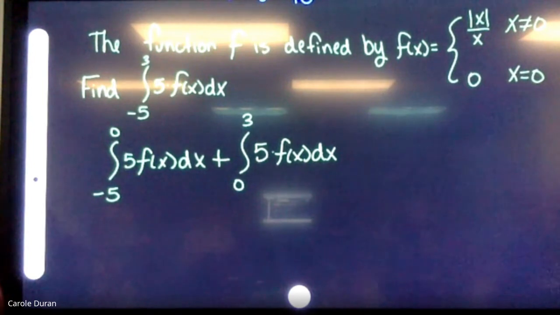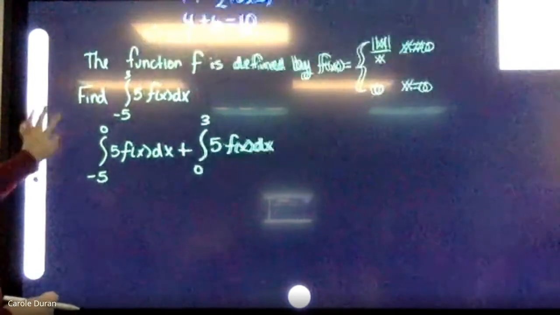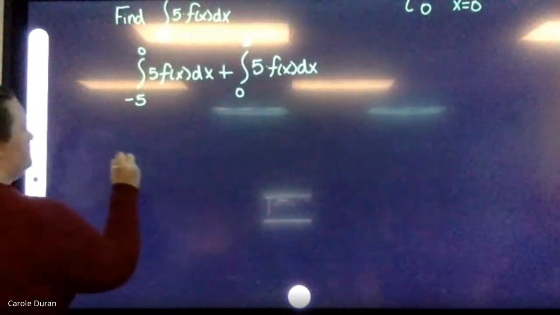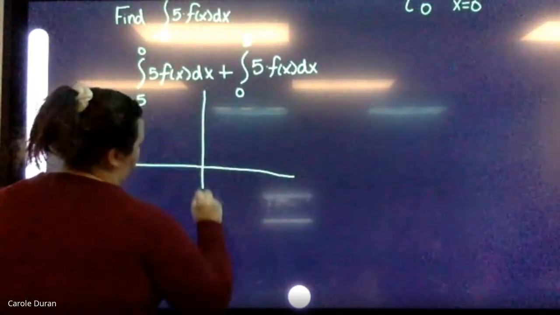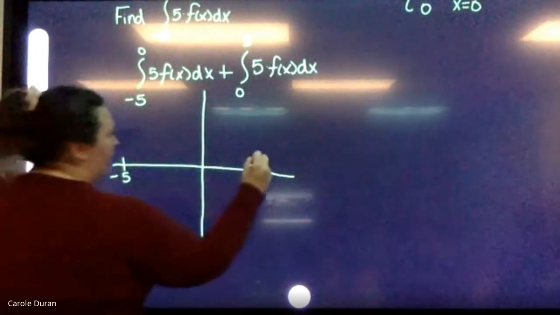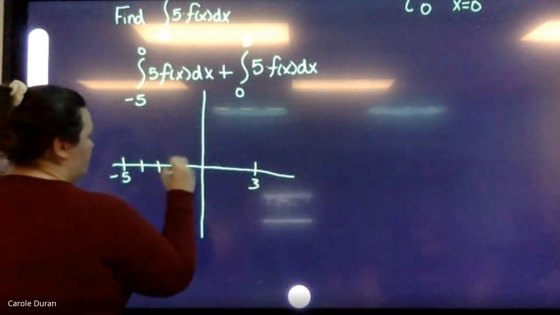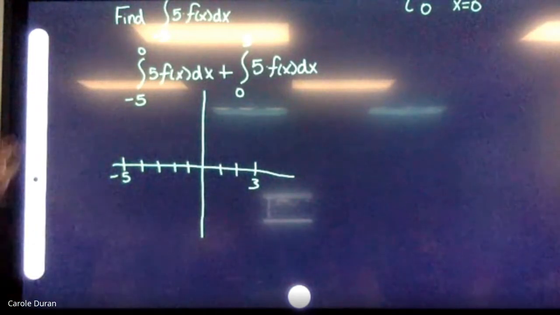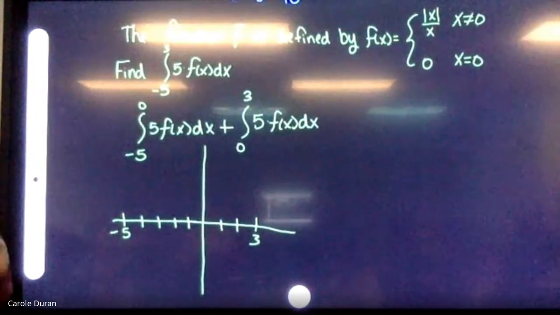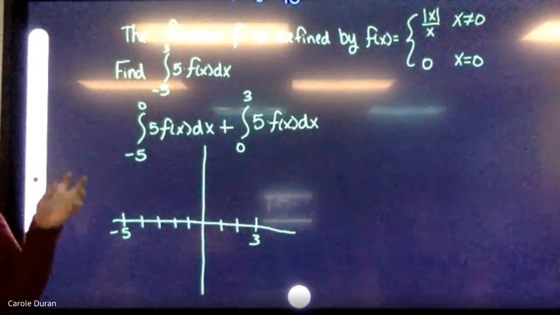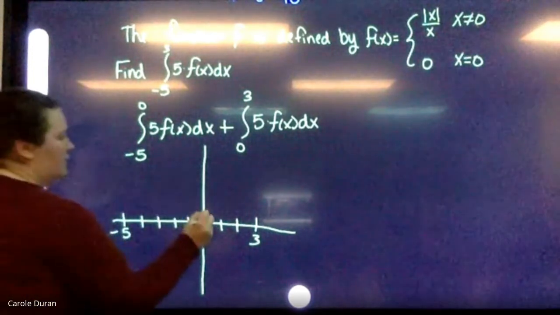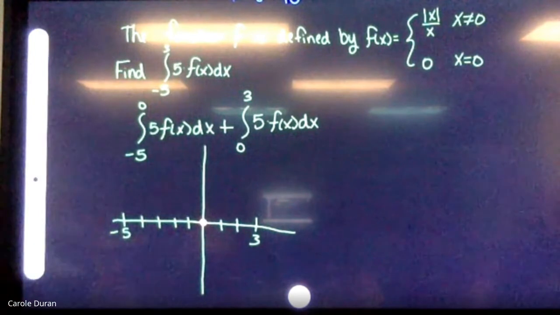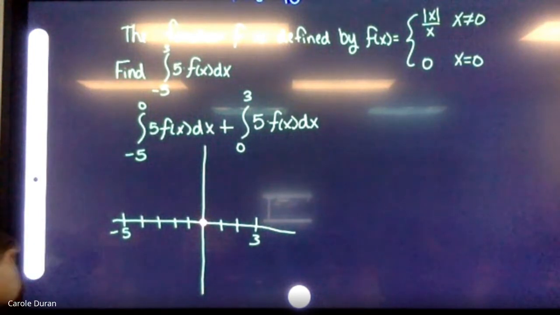So now we're going to reason why we split it. We're actually going to graph this function so you can see exactly what's happening. Okay, so I know I'm starting down at -5 and I'm going to +3. When I'm not equal to 0, I'm following that top function, which is the absolute value of x over x. And when I am equal to 0, it's equal to 0. So I can put that 0, 0 point, because when x is 0, y is 0.